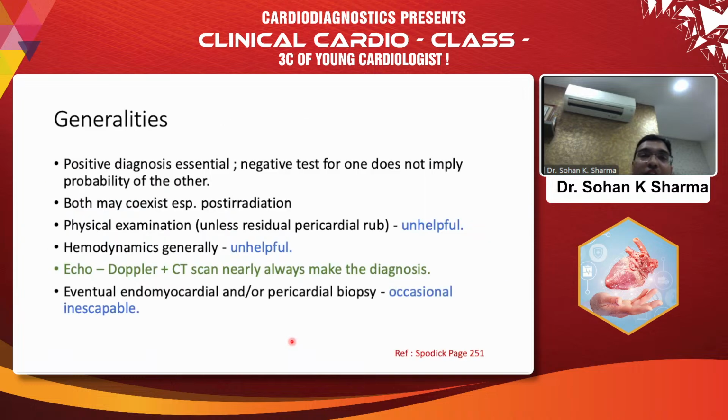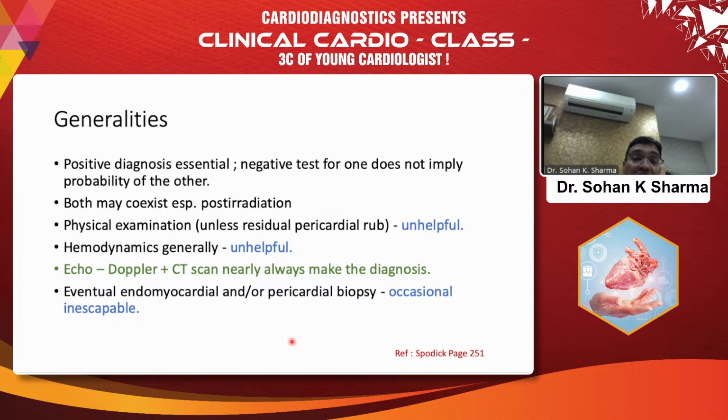That is one slide I have taken from the SPOTIC. Positive diagnosis is essential. A negative test for one does not imply probability of the other. This is important. It doesn't mean that if this is negative, then the chances of RCMP are there. It's not like that. There may be some positive findings of the diagnosed condition. Both may coexist, like post-radiotherapy.